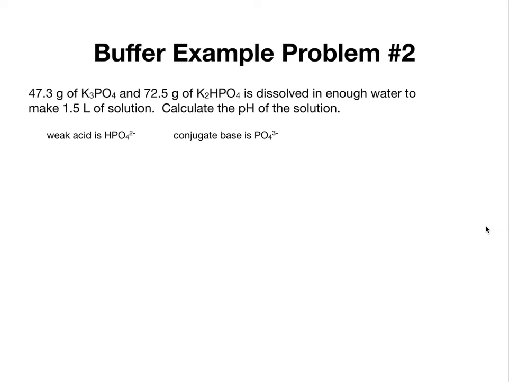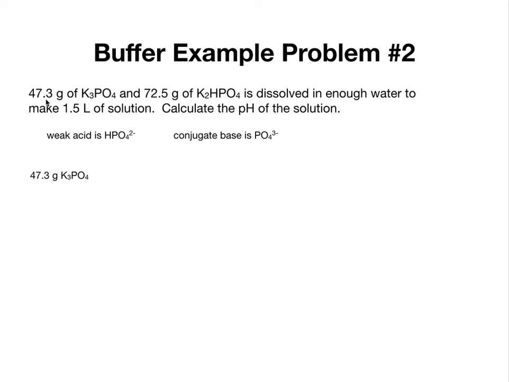Okay, so look at what we've got. Do we have a weak acid and its conjugate base? We do. The weak acid is right here. These are both salts, but this salt does have a weak acid component, doesn't it? So this is a weak acid. The phosphate ion is the conjugate base. So yes, we do have that.